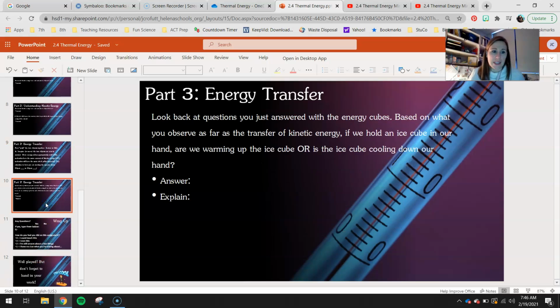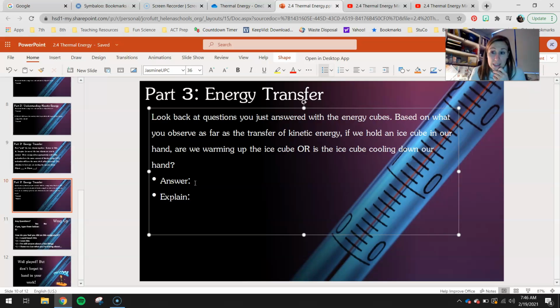Okay, finally, answer this last question. Look back at the questions you just answered with the energy cubes. Based on what you observe as far as the transfer of kinetic energy, if we hold an ice cube in our hand, are we warming up the ice cube, or is the ice cube cooling down our hand? Okay, so think about that. It's really only one thing. So are we warming up the ice cube, or is the ice cube cooling down our hand? So tell me what you think. Either we're warming it up or we're cooling it. The ice cube's cooling our hand down. And then give me an explanation as to why you think that is.